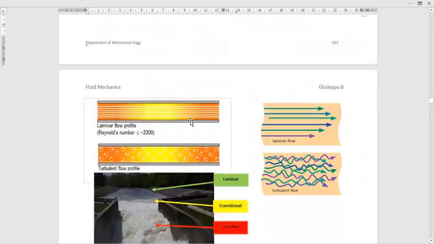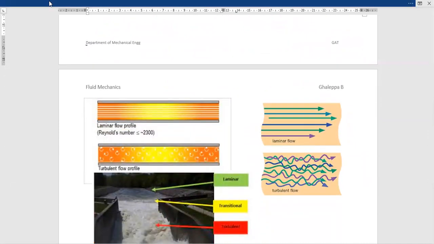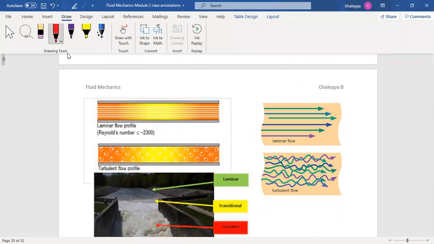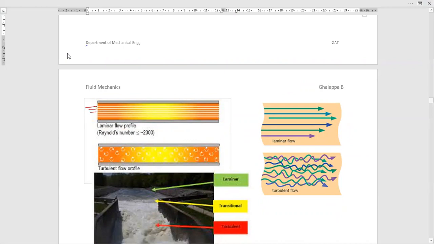Here I have taken two different pipes. So this is pipe 1. Here this is layer 1, layer 2, layer 3. You can see the different layers. This is the inlet, this is the outlet. This is the direction of the fluid which is flowing.